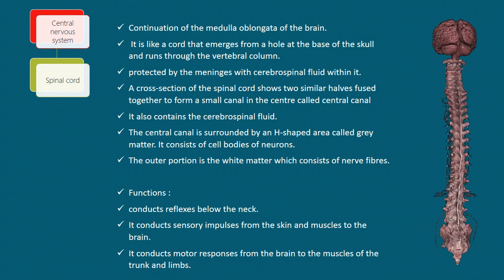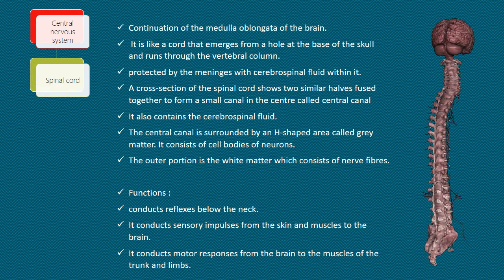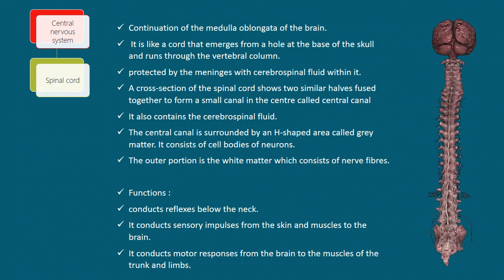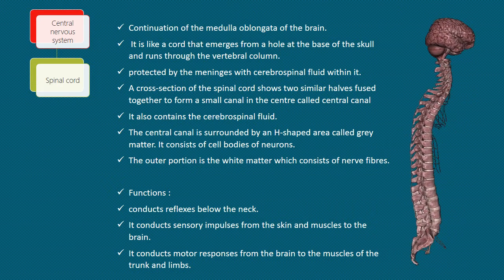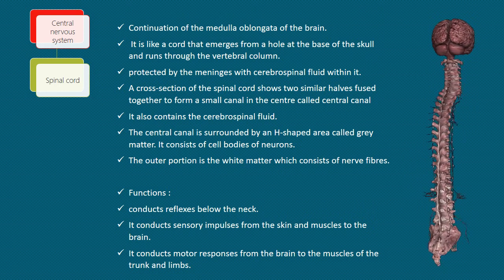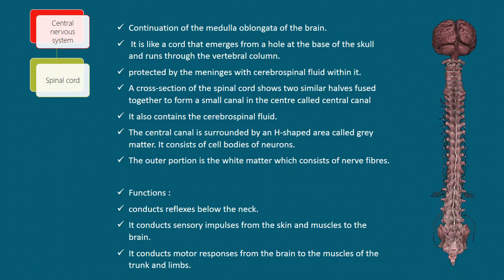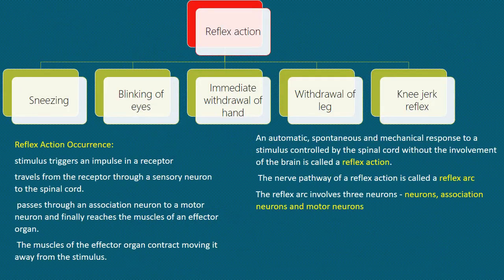The function of the spinal cord: the spinal cord conducts reflexes below the neck. It conducts sensory impulses from the skin and muscles to the brain. It conducts motor responses from the brain to the muscles of the trunk and limbs. The spinal cord controls some actions that do not involve the brain.